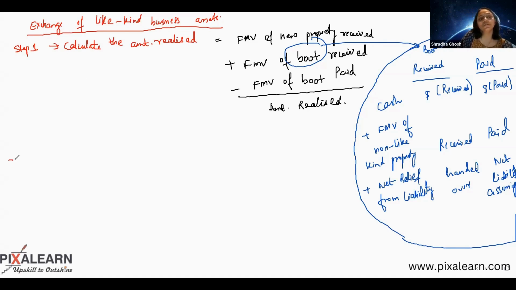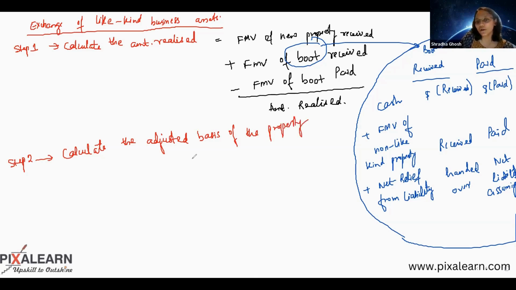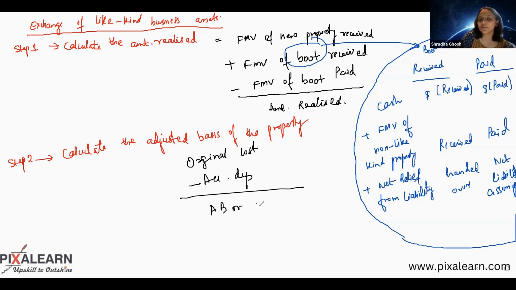What is step 2? Step 2 is calculate the adjusted basis or the net book value of the property. How do you calculate this? This is very easy. You calculate what is your original cost, the original cost of the property that I had, minus my accumulated depreciation. So this gives me the adjusted basis or the net book value of the property that I have with me.